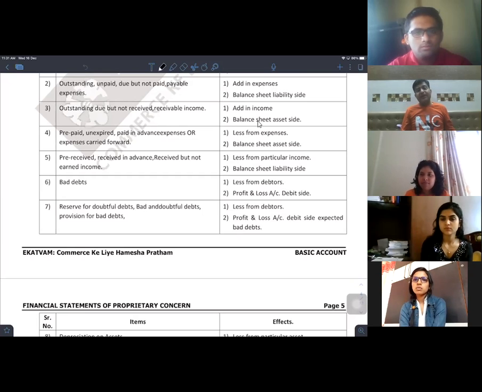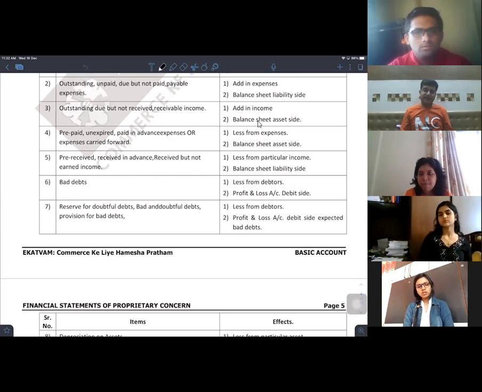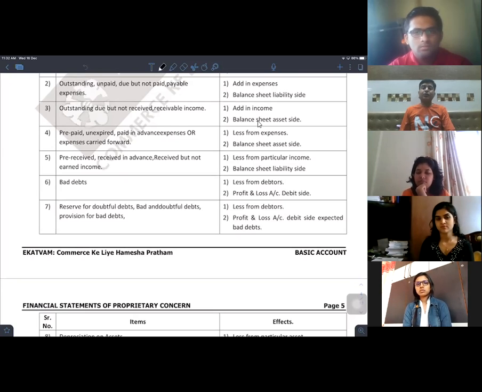If you remember, we had passed the entry as respective expense account debit to outstanding expense account. The respective expense को क्यों डेबिट किया था? क्योंकि मुझे खर्च को बढ़ाना था. और outstanding expense को क्यों क्रेडिट किया था? क्योंकि वो मेरी liability थी. So I had to show that in my balance sheet as a liability. In the same way, we are going to do the adjustment here also.